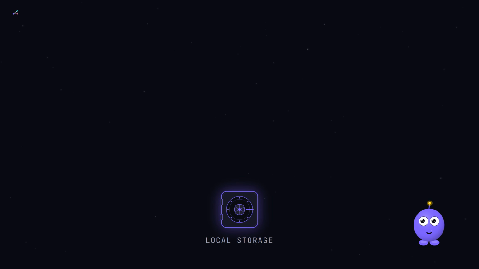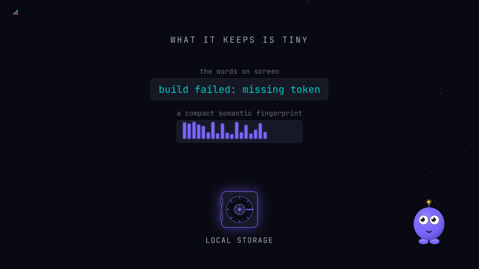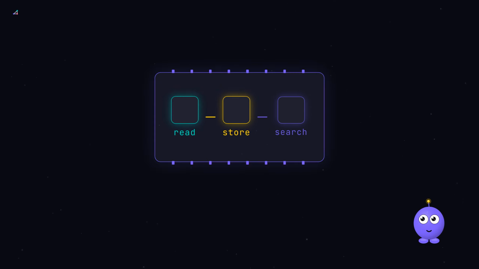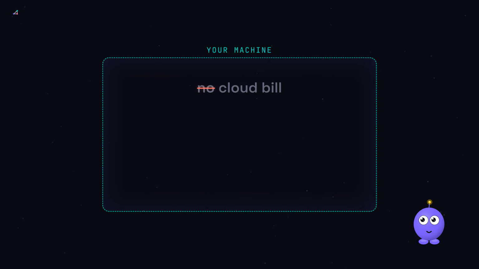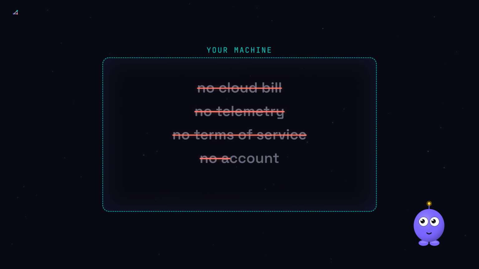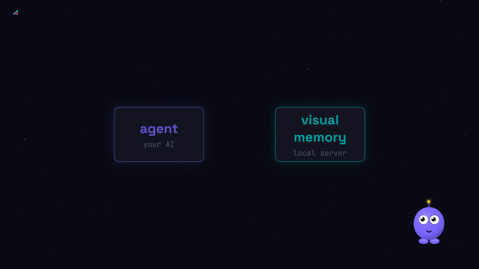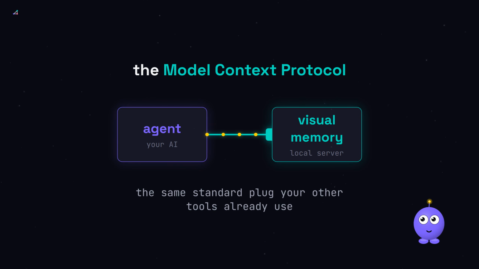What it keeps is tiny. Just the words that were on the screen, and a compact mathematical fingerprint of what those words mean. The reading, the storage, the searching, every single step runs locally on your own processor. No cloud bill, no telemetry, no terms of service to read. There is no account to sign into, no server in someone else's data center. Nothing leaving the building. And the agent reaches all of it through the Model Context Protocol, the same standard plug that already connects your other tools.